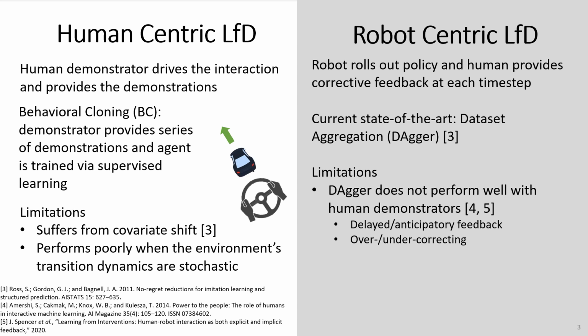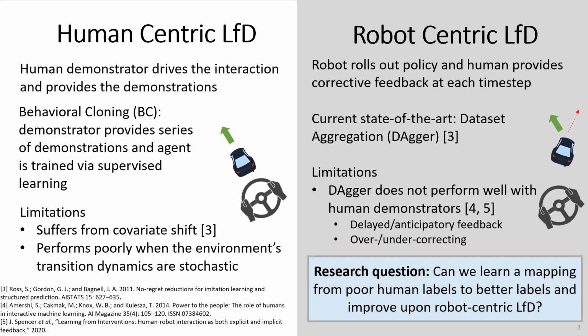In robot-centric LFD, the robot rolls out a policy, and the human provides corrective feedback while observing the robot. The current state of the art for robot-centric LFD is based upon Dataset Aggregation, or DAgger. In DAgger, the human provides corrective feedback which is aggregated each iteration, and the agent is retrained on the new dataset. While this algorithm works well if the labels provided by the human are high quality, prior work has shown that humans often provide poor labels. To overcome this limitation, we propose to learn to map poor human labels to better labels, thereby improving on the performance of robot-centric LFD.